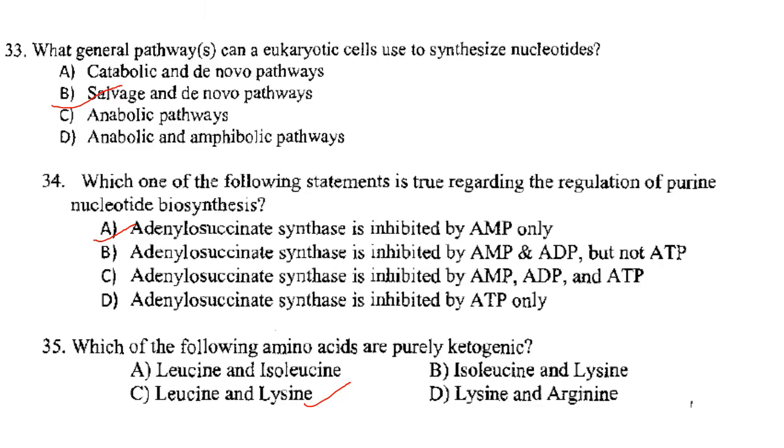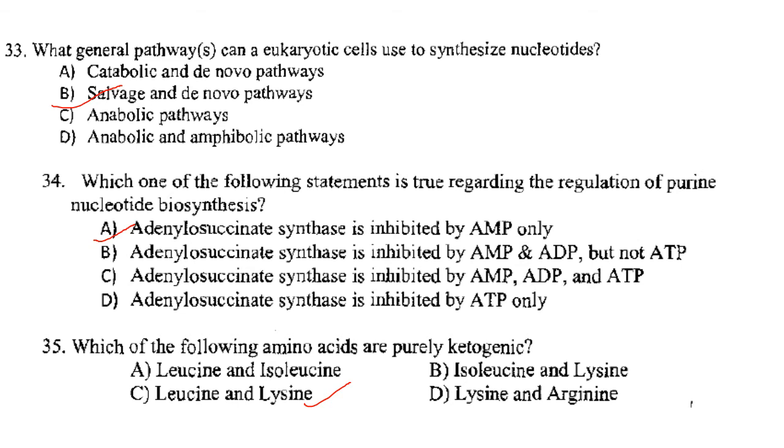Next one. What general pathways can a eukaryotic cell use to synthesize nucleotides? So it can use salvage and de novo pathways. Answer is option B. Then next one. Which one of the following statements is true regarding the regulation of purine nucleotide biosynthesis? Adenylosuccinate synthase is inhibited by AMP only. So that itself is correct. So answer is option A.